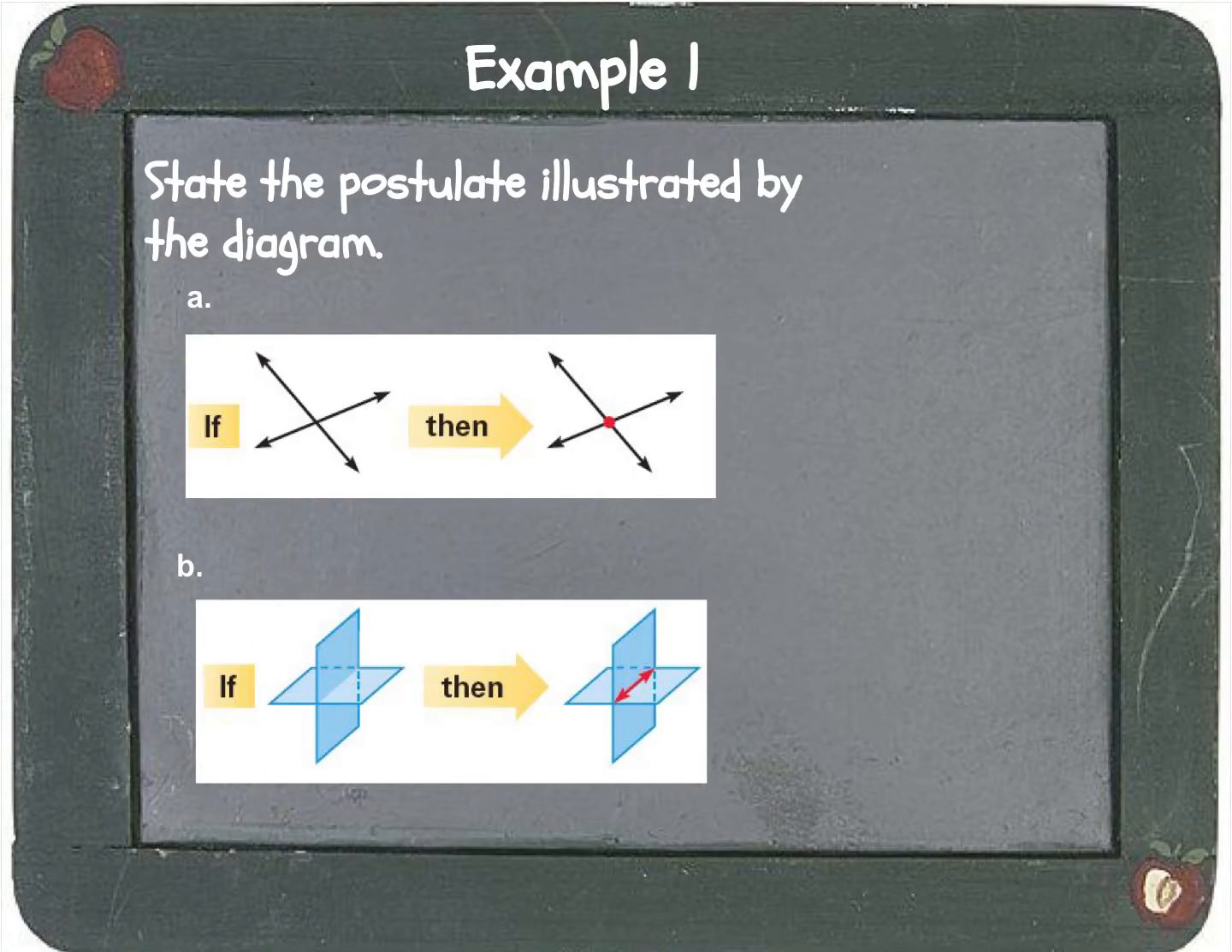Example 1. Now we're just doing examples, peeps. State the postulate illustrated by the diagram. You can go back in your notes. What do you think is the postulate illustrated here? Sophia? Line intersection postulate. Very good.